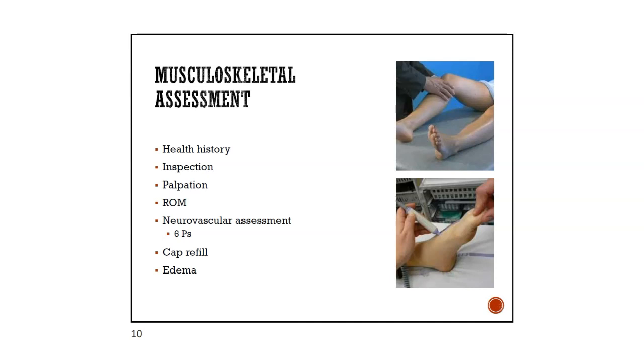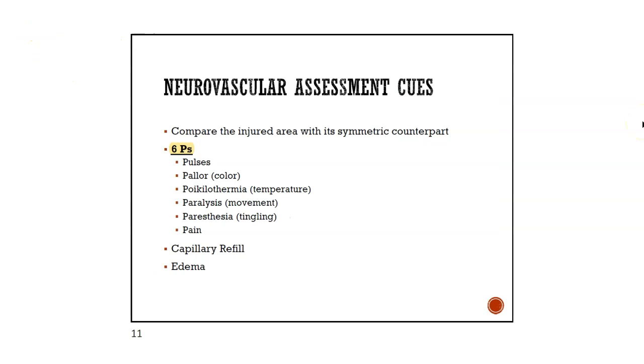And again, don't forget your 6 P's. You will see that again on your test, so make sure you remember that. That's really part of your neurovascular assessment, along with cap refill as well as the presence or absence of edema. Always compare the injured area with the symmetric counterpart. So let's say the left side is injured, you want to compare it to the right side. Is there any change in color? Do they look the same or do they look different?